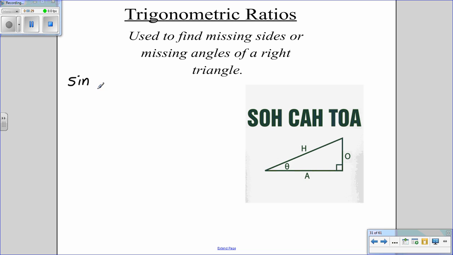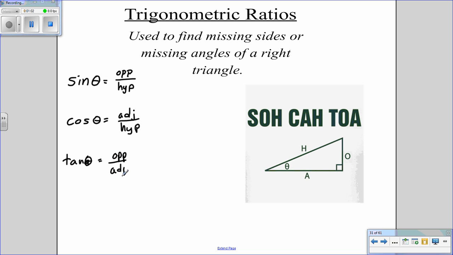Sine is a function of the angle that is the opposite side over the hypotenuse. Cosine of the angle is the ratio of the adjacent side over the hypotenuse. And tangent of the angle is the opposite side over the adjacent side.